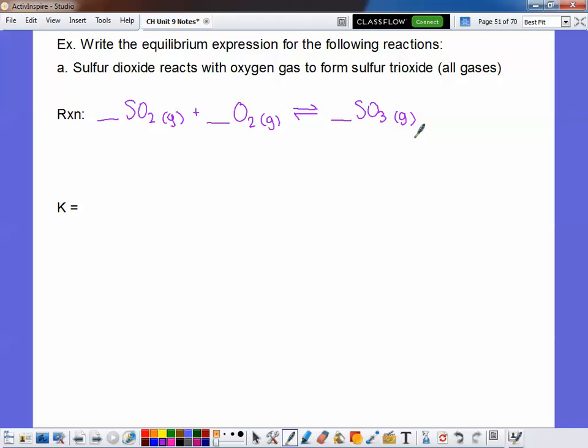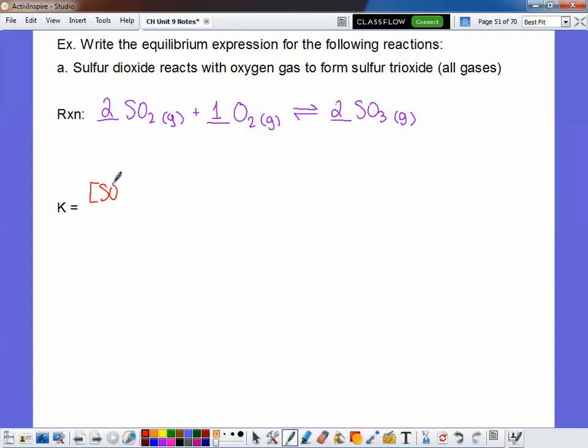So what are our coefficients when this is balanced? 2, 1, 2. All right, so now we're ready to write the equilibrium expression. On the top are the products. It's always products over reactants. So the top, we only have one product, that's SO3.